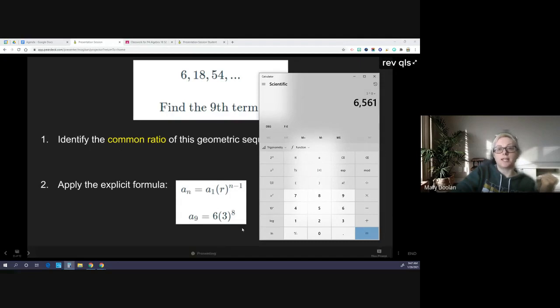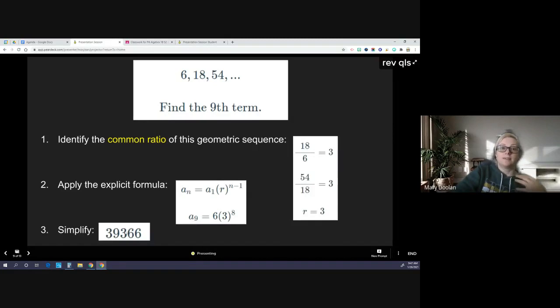Okay, and I'm almost done. I've got to take that number now and multiply it with 6. Times 6 equals, that's your answer. So what that means is that in this sequence, the ninth term, the ninth number, is 39,366.